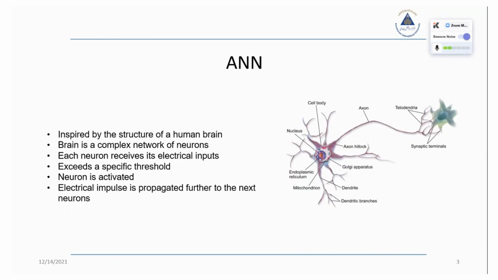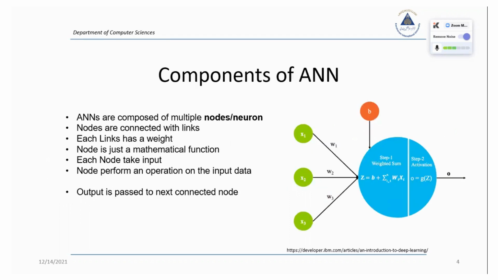Similarly, in computer science, we have a similar kind of mathematical neurons or nodes. In an ANN, the basic components are the neurons, which we can also call nodes. Artificial neural networks are composed of multiple neurons.